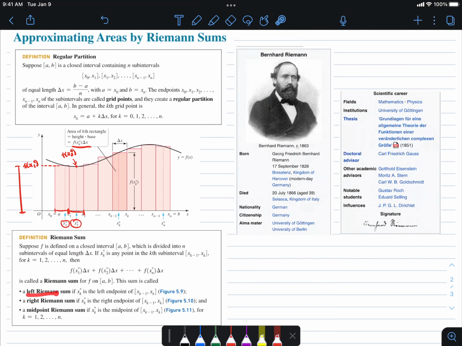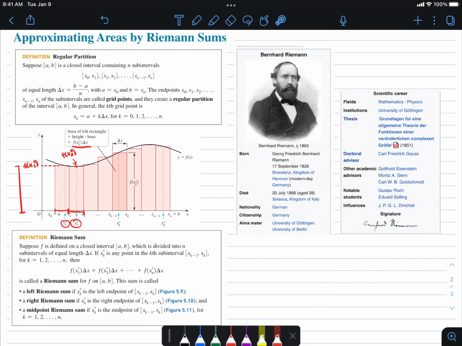The left Riemann sum is when we always choose the left endpoint as the height marking point. When we always choose the right endpoint, we say it's a right Riemann sum. When we choose the middle point, the midpoint, we call it a midpoint Riemann sum. We did this in the example before for the area under the velocity curve with the midpoint Riemann sum. We're now going to do a right and left Riemann sum.